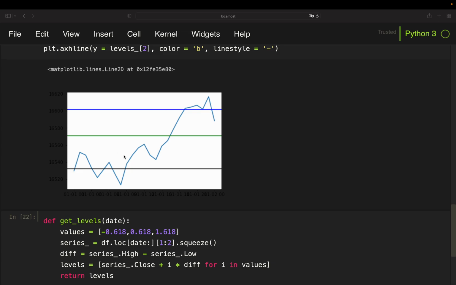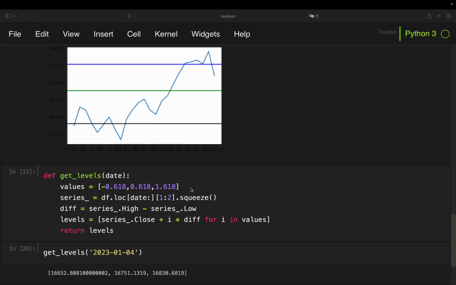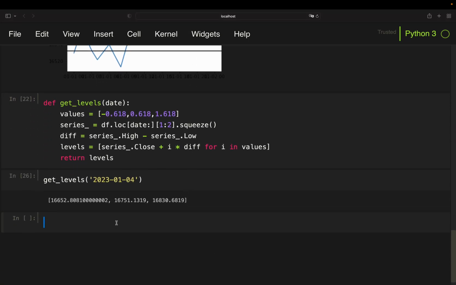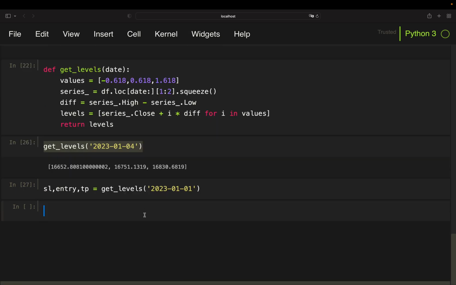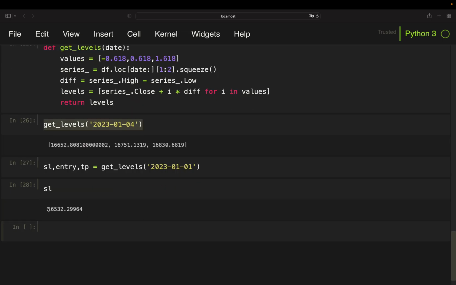So I want to backtest the very first date of January here, right? So how can I do that? I'm simply pulling my stop loss, entry and target profit by calling this function for the 1st January. And I'm storing them just in variables here so that we have an easier time assigning. So this is our stop loss here. This is our entry and this is our target profit here. So exactly the same numbers as here. All right, now I have them in variables.